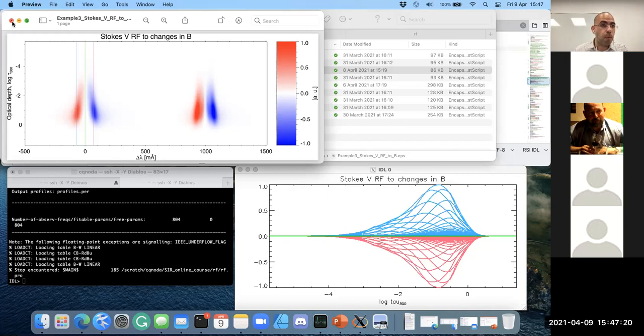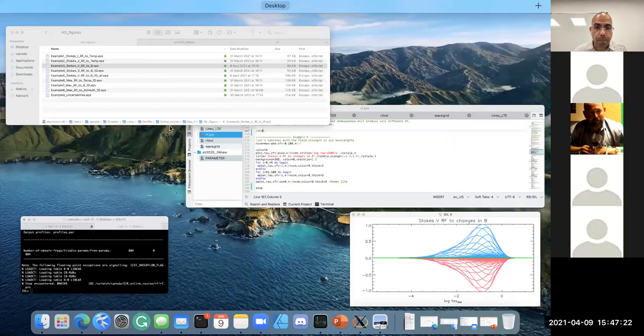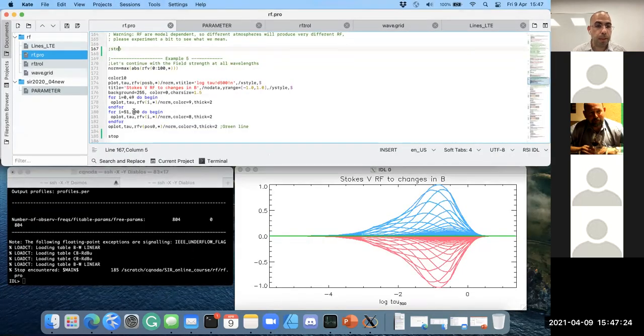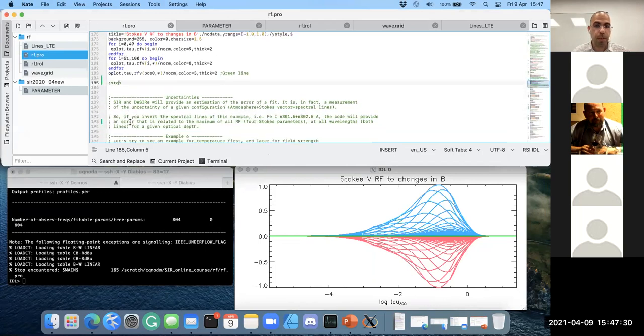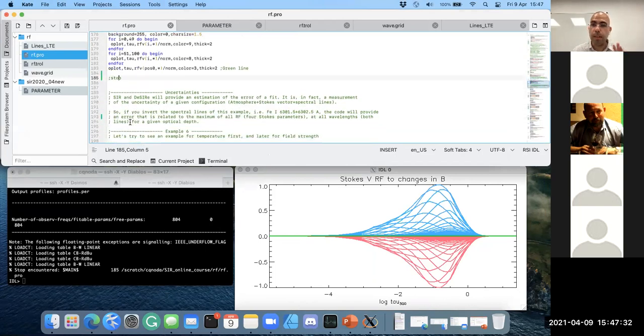Okay, so then let's go back to this example. I want to move to uncertainties, but before going there, is there any question that you have now about this or something that I said? I have a comment. Sorry. No, it's fine. It's good.